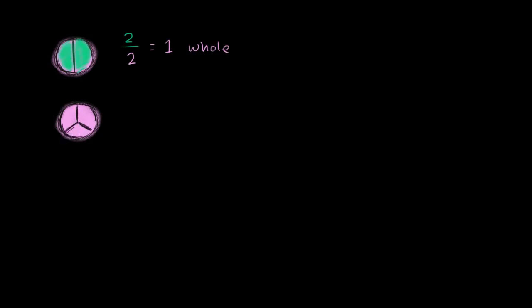And then if we were to actually shade in the three equal parts, so that would be one of the three. So that's 1/3, 2/3, and 3/3. So once again, 3/3 is equal to one whole.